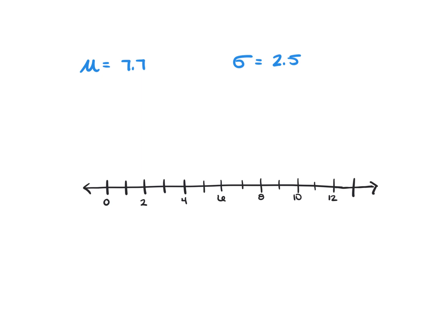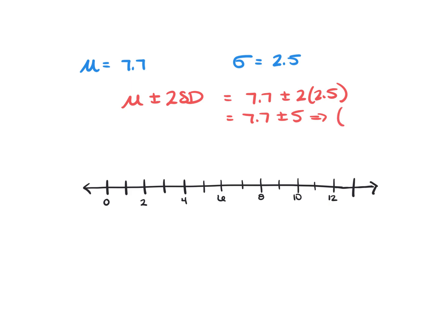The 2SD method says we take the mean and we add and subtract 2 times the standard deviation to come up with our lower bound and our upper bound. So in this case, this would be 7.7 plus or minus 2 times 2.5. So that's 7.7 plus or minus 5. On the low end, 7.7 minus 5 is 2.7. And on the high end, 7.7 plus 5 is 12.7.